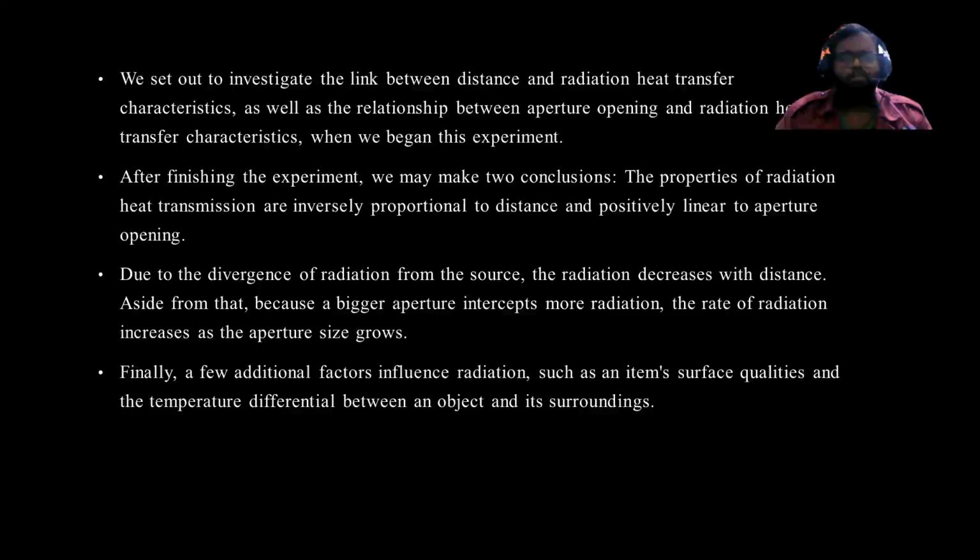Due to the divergence of radiation from the source, the radiation decreases with distance. Aside from that, because a bigger aperture intercepts more radiation, the rate of radiation increases as the aperture size grows. Finally, a few additional factors influence radiation as well, such as an item's surface quality and the temperature differential between an object and its surrounding.